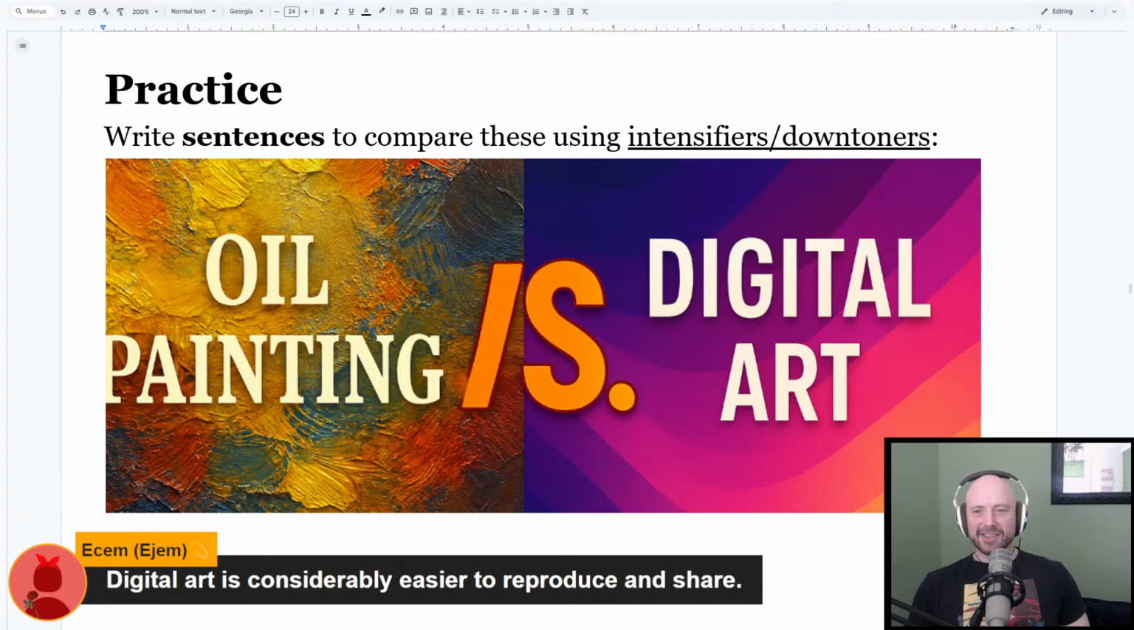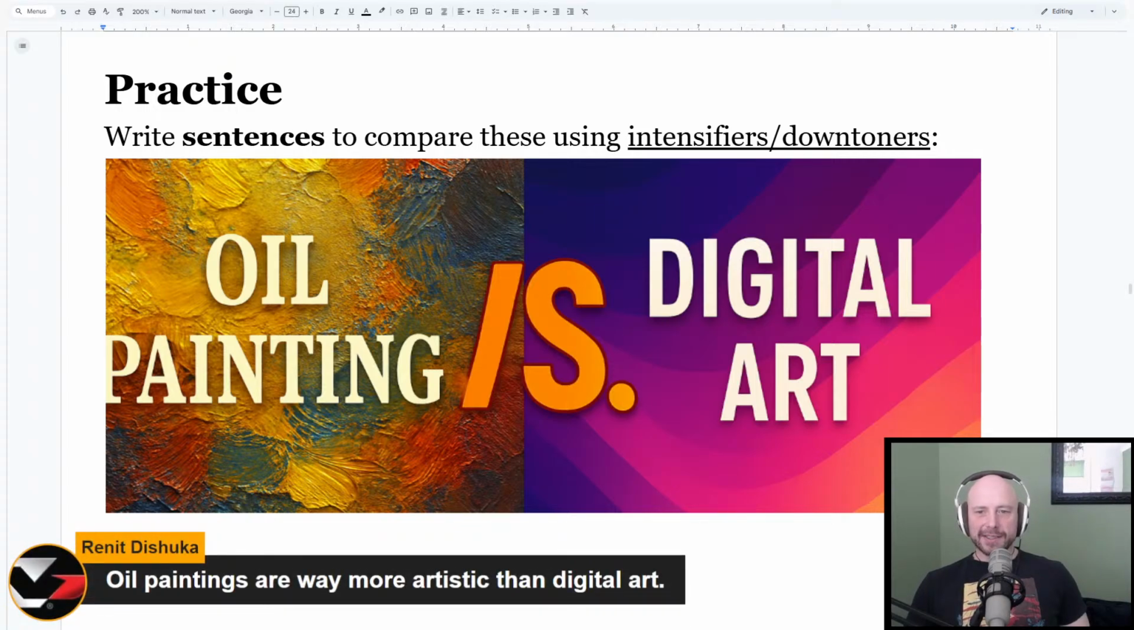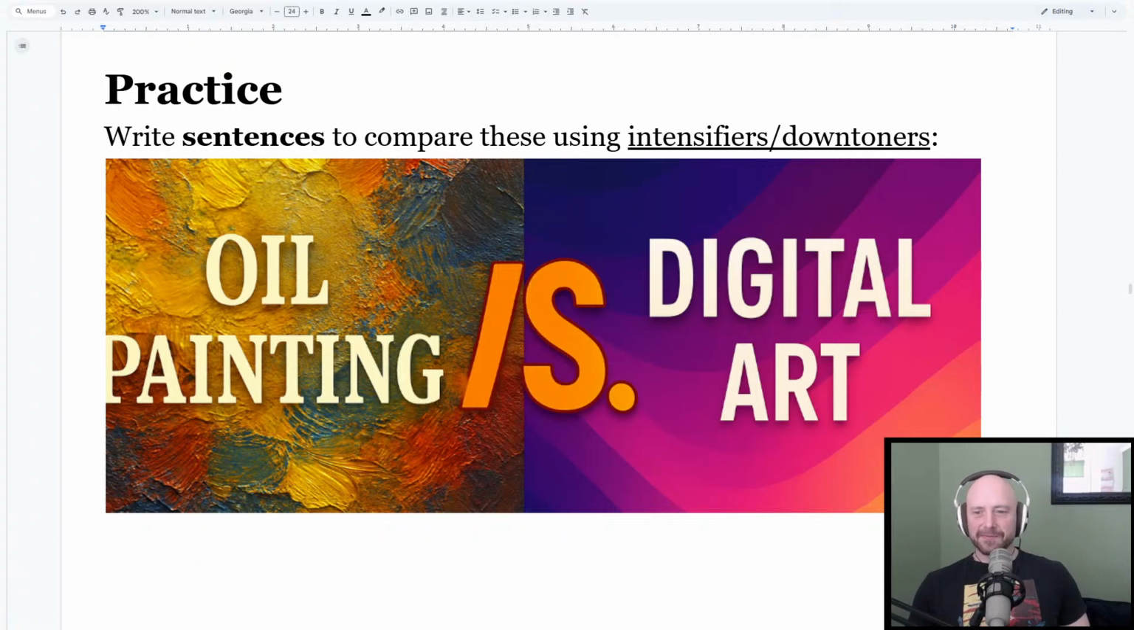Correct. Considerably easier. Nice. Another intensifier from eGem. Do you have a list there, eGem? That's great. Digital art is considerably easier to reproduce and share. Correct. Oil paintings are way more artistic than digital art. That is an opinion. Okay.